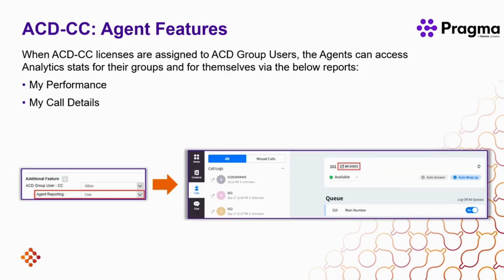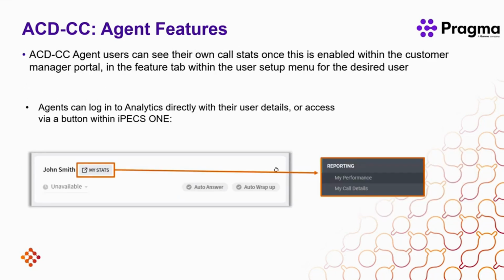So ACD CC agent features. At the moment, we've obviously got the ACD CC features where supervisors can log people out and move calls and join silent monitoring and things like that. But now the agents themselves actually have the ability to view their own stats. So they've got a couple of reports. Once this is set to use, as you can see on the left in the customer manager portal, there's a button in iPECS 1, or they can log in with their user portal details in analytics. And that takes you to an analytics interface with a couple of reports.